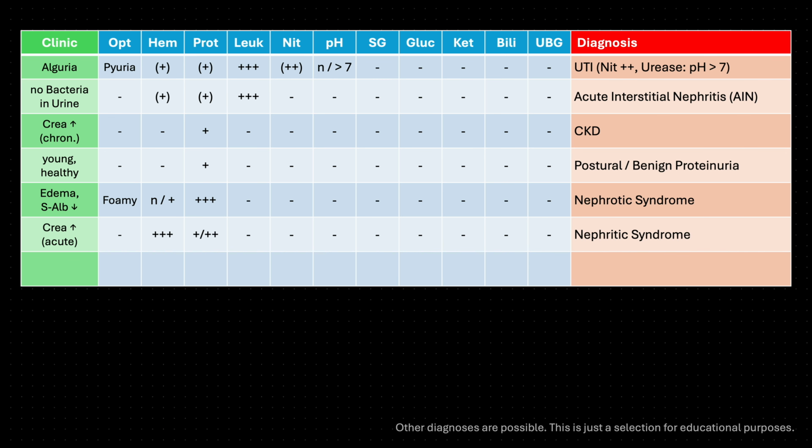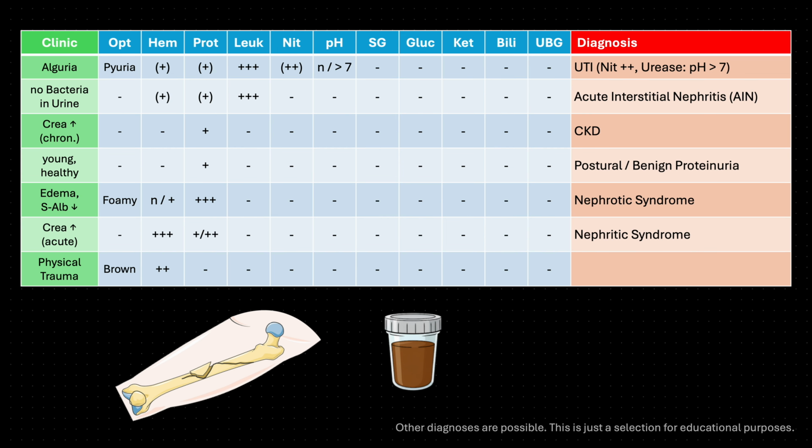Here's another one. Here's a patient from a car accident. His leg was crushed and now his urine dipstick shows hematuria, and optically it's not red, but brown. What's your diagnosis? Do you remember what could cause positivity for heme? This diagnosis is rhabdomyolysis, so the breakdown of muscle tissue.